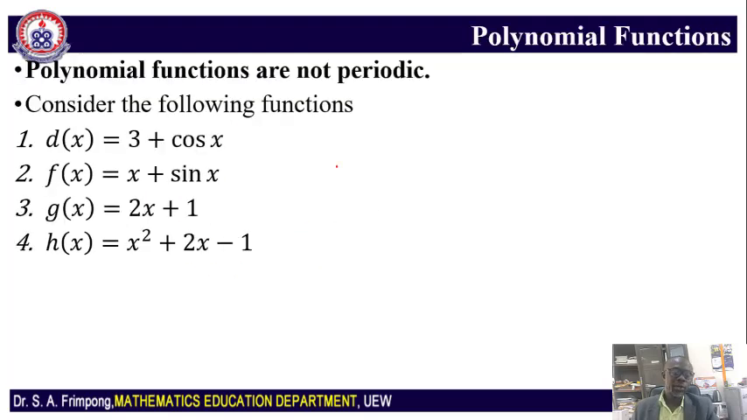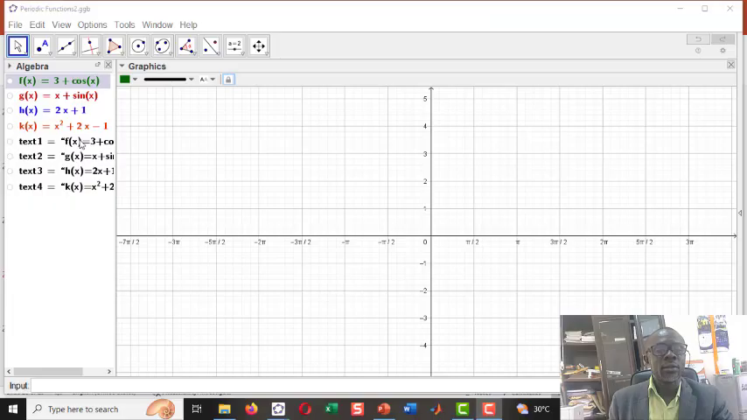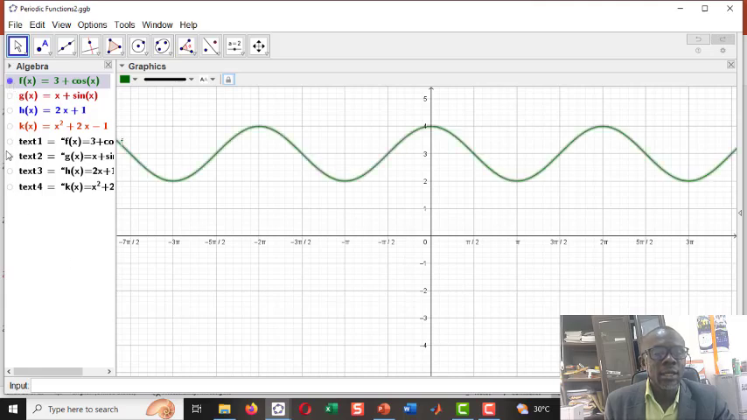Now let's go to polynomial functions. So let's look at this function. First function that I want to look at is f of x equal to 3 plus cos x. Now you can see that what the 3 here does is to raise this function to the top and it's still repeating. So this function here is periodic and has a period of 2 pi.